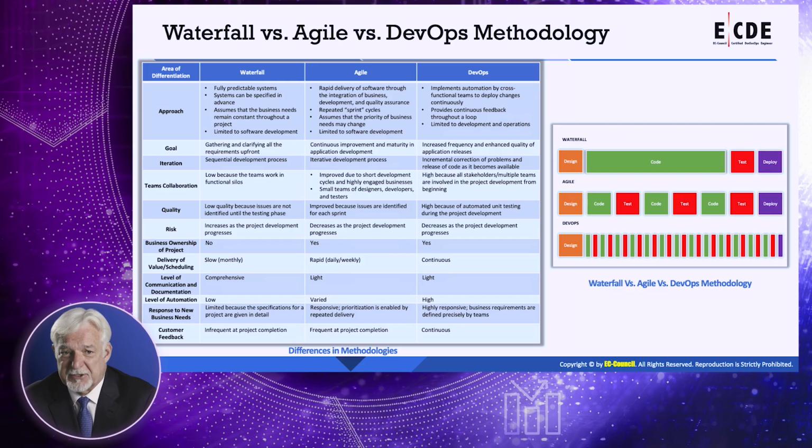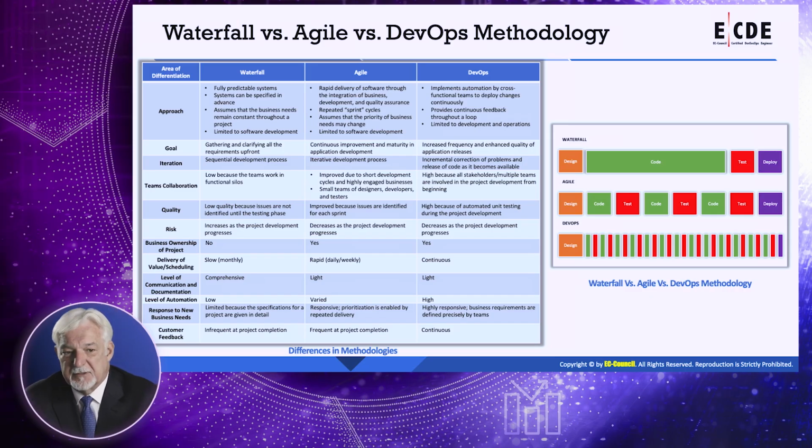There's no business ownership in Waterfall. You get handed requirements and you shove something back out. There's integrated business with Agile and DevOps. The delivery value and scheduling with Waterfall is fairly slow. Agile gets to be a little bit more rapid, with daily or weekly delivery and scheduling of what's going on. With DevOps, it's a continuous cycle. You're actually working off of assignments of people and resources to be able to produce the results that you want.